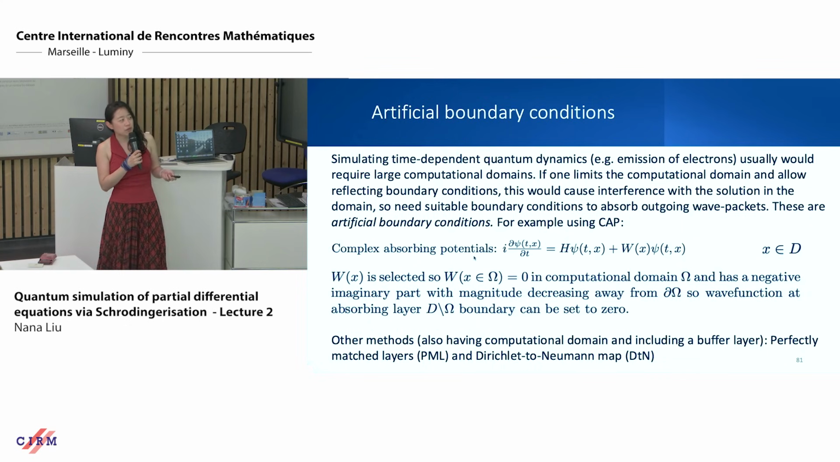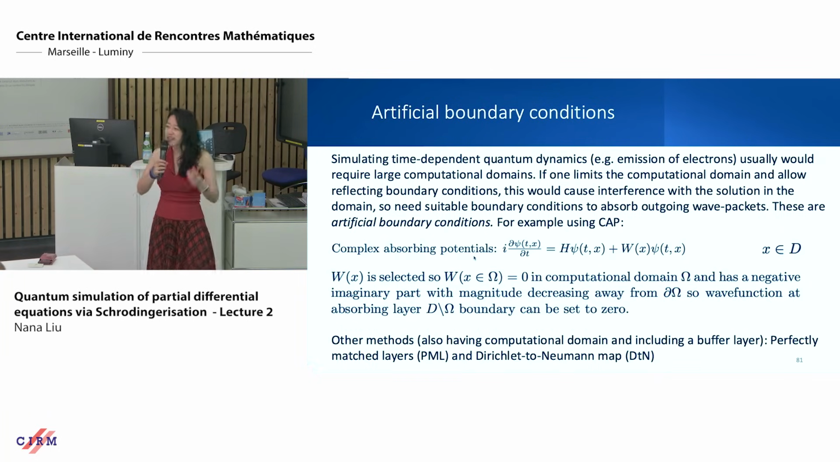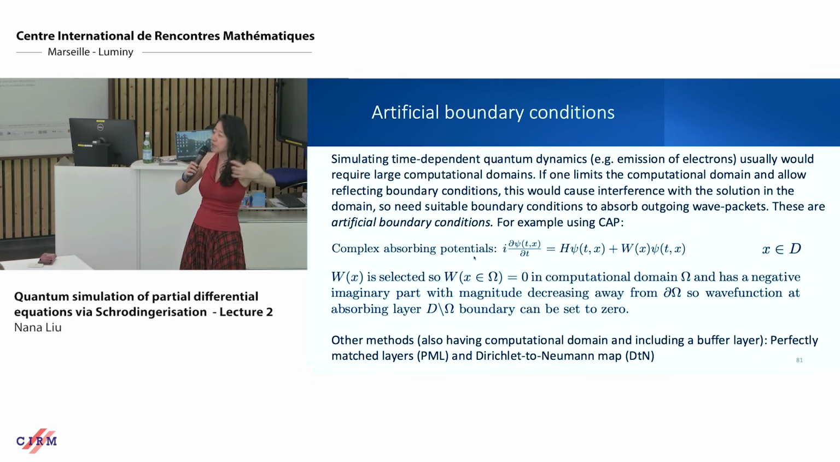A way of dealing with that is actually the potential term that you have. There are a lot of different artificial boundary condition methods. One famous one is called the complex absorbing boundary condition, or CAP. There are other methods, like perfectly matched layers or the Dirichlet to Neumann map. CAP does this by saying that the potential term actually has an imaginary part. You can think of this as the potential part making the boundary absorb part of the system.